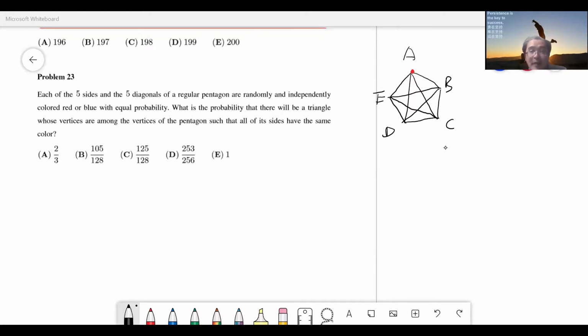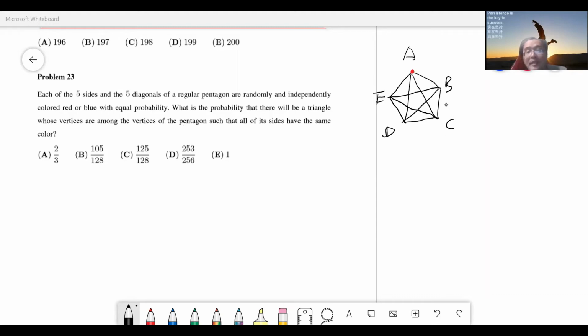Okay, let's draw a diagram. We have the pentagon ABCDE, and we have the diagonals AC, AD, BD, BE, and CE, etc. Right? We have 5 diagonals and 5 sides. So if you look at the question, what is the probability that there will be a triangle whose vertices are among the vertices of the pentagon such that all its sides have the same color?